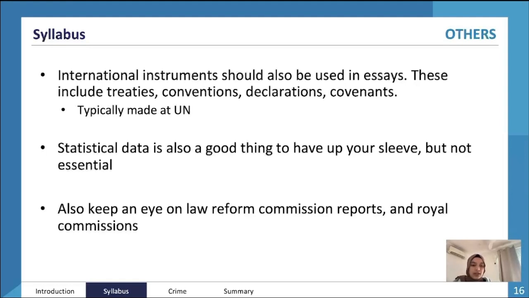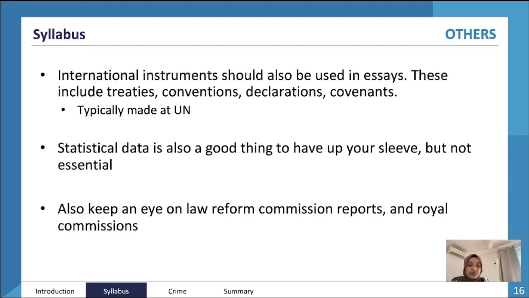Statistical data as well is always a good one to have up your sleeve, but it's not essential really. You don't have to, but if you want to take that extra step to go above and beyond, you can have a look and see if you could integrate some stats, but you also have to memorize them, so try and make sure that they're not too complex so that you can remember them. Also keep an eye out, as I was saying earlier, on law reforms.